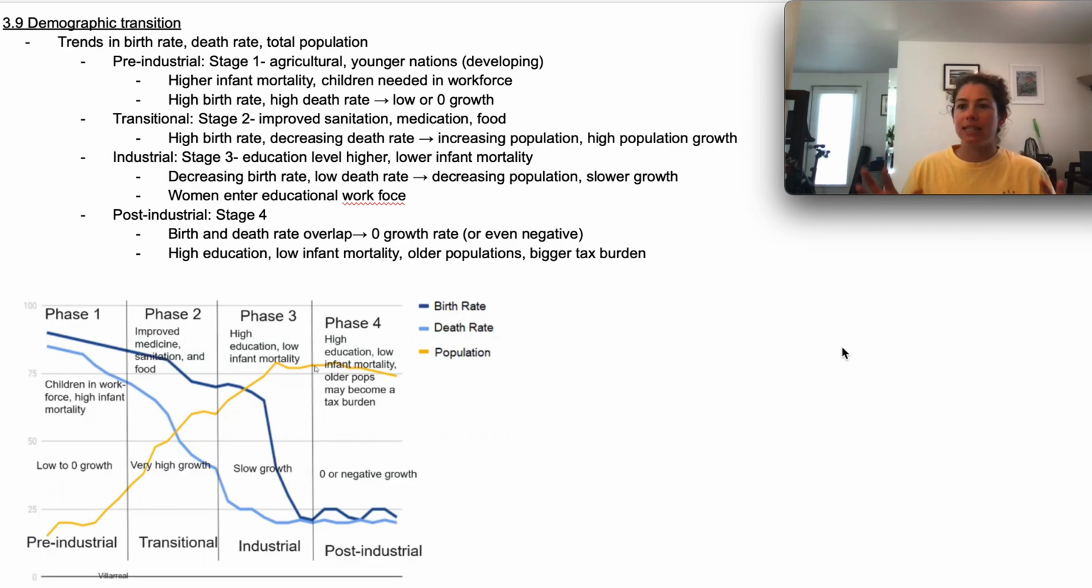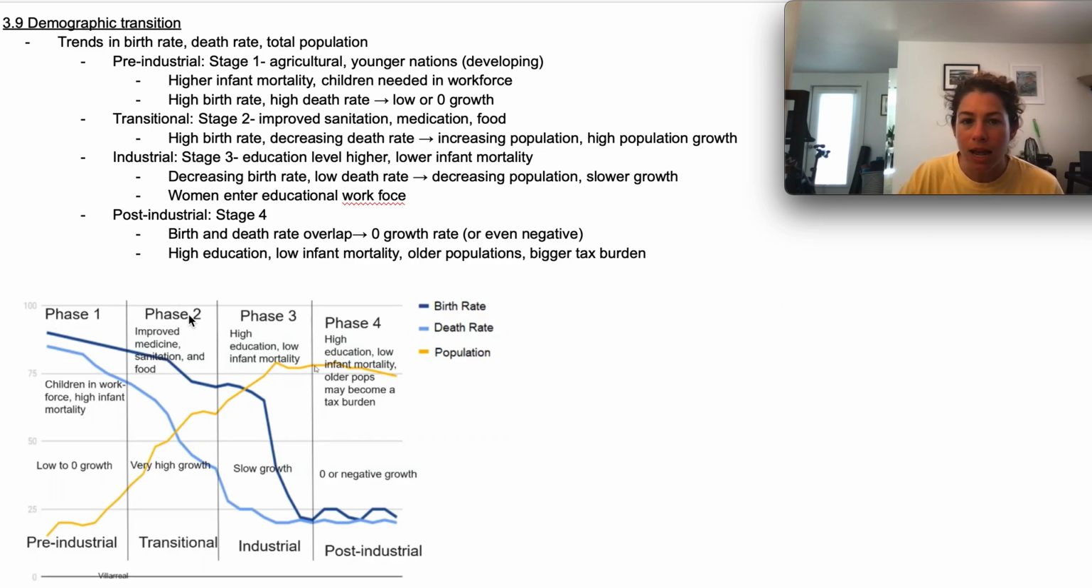So all of these things, our total fertility rate, our birth rate, our death rate, our population growth rate, and our age structure pyramids all come together, and we can start to think about how this impacts demographic transition. So demographic transition is basically these trends that we see in birth rate, death rate, and total population growth rate that tell us how developed a country is, and what goes along with that.